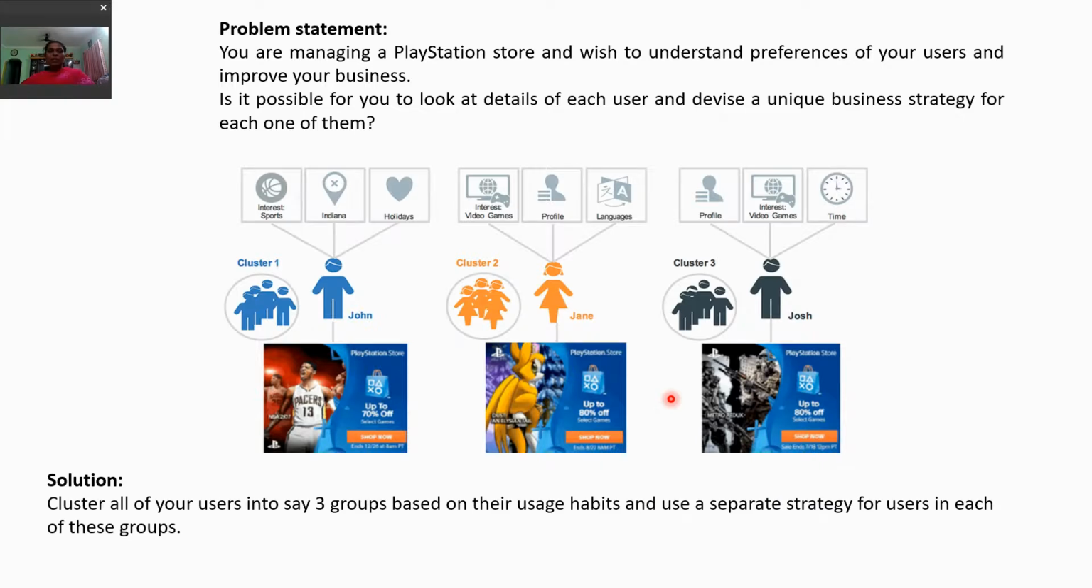Let us consider the users are grouped into three categories. That is, cluster 1 contains the users who are interested in sports. Cluster 2 contains the female candidates who are interested in video games. Cluster 3 contains the male candidates who are interested in video games. And here these groups are formed based on the profile information and their interest and their activity in the particular application. So based on their usage habits, we can now devise a separate strategy for the users in each of these groups. In order to do that, the clustering algorithm is the backbone of this.